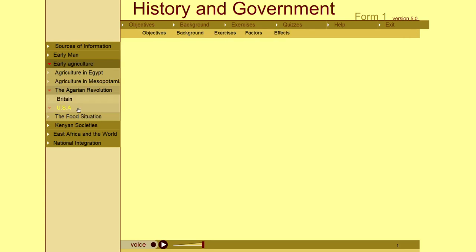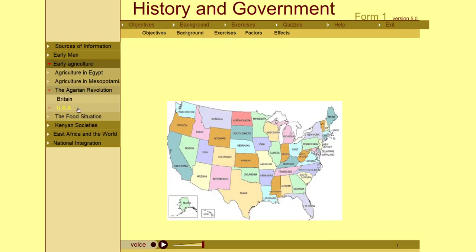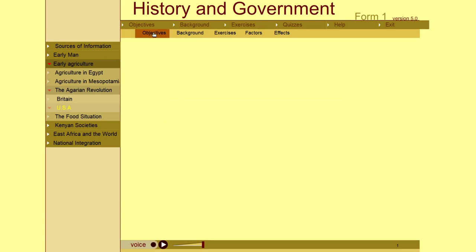Agrarian revolution rapidly spread to other places. One of the places where it spread to was USA. By the end of this lesson, you should be able to 1. Identify the factors that led to the development of agriculture in USA. 2. Explain how agrarian revolution developed. 3. Discuss the effects of development of agriculture in USA.